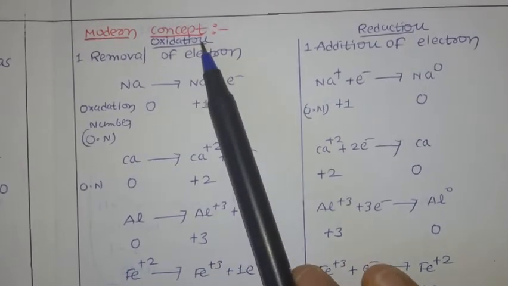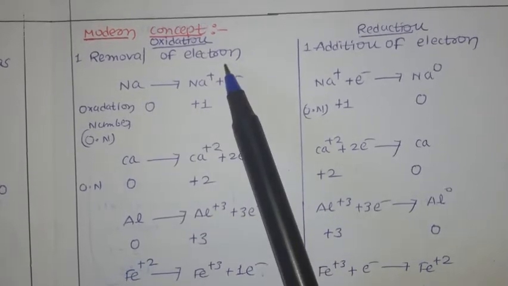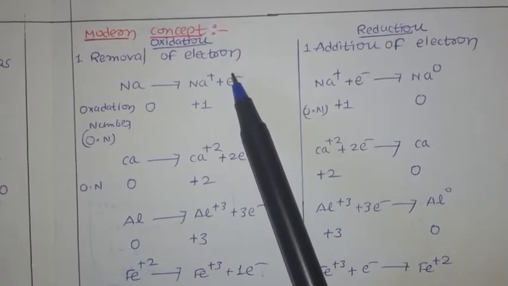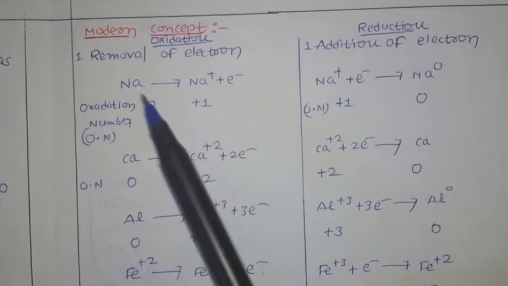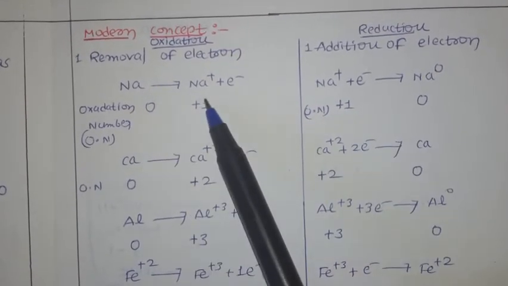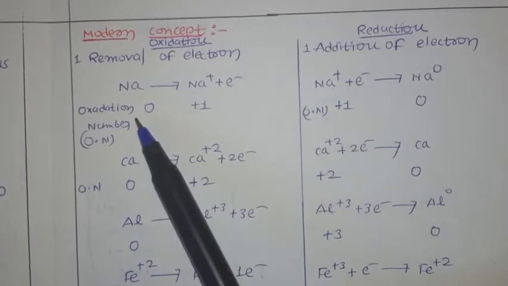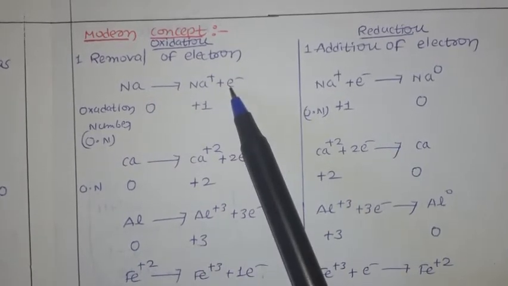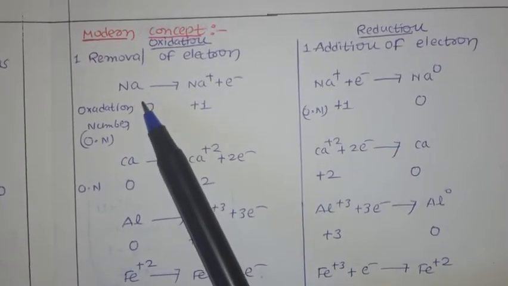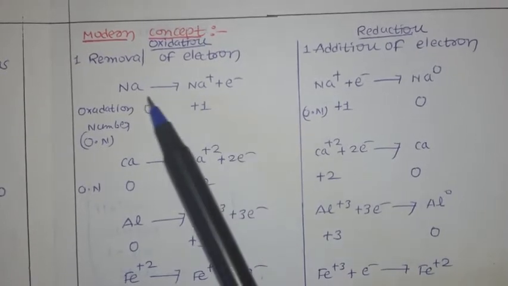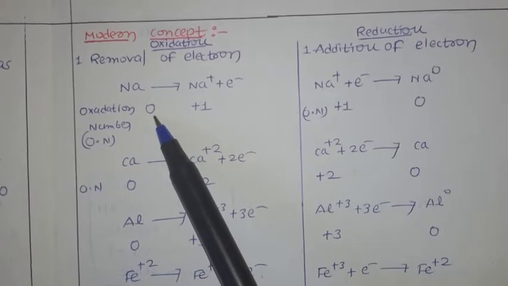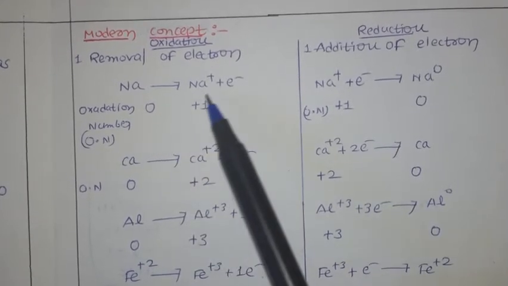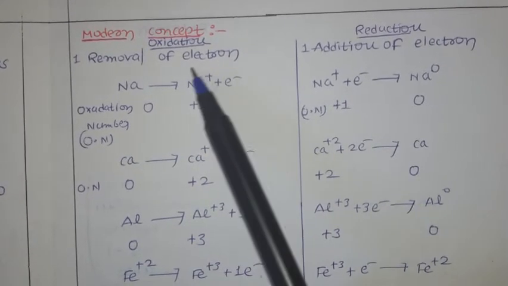Now according to the modern concept, removal of electron is called as what? Oxidation. Addition of electron is called as what? Reduction. Now if you see here, sodium is going to convert into Na plus plus an electron. So what have you done? You are going to remove the one electron, or simply the oxidation number is going to increase. How? Sodium here is 0. Why? Because already we discussed that in the elemental state the oxidation number is what? 0. 0 is converted into what? Plus 1. Here the oxidation number is plus 1.